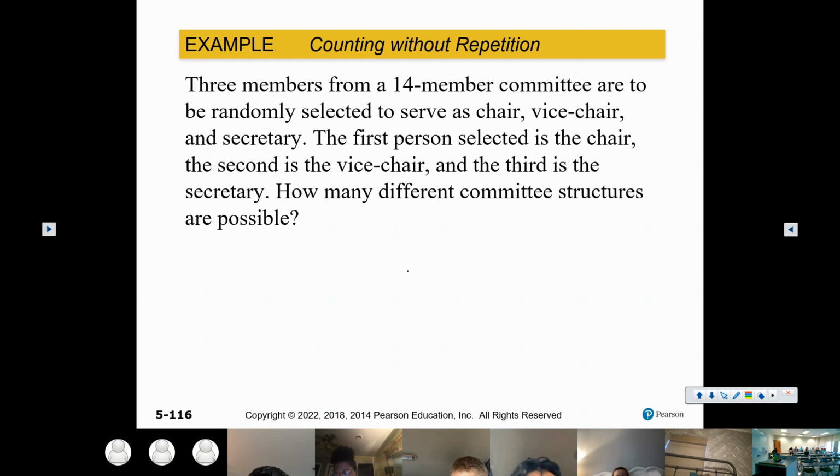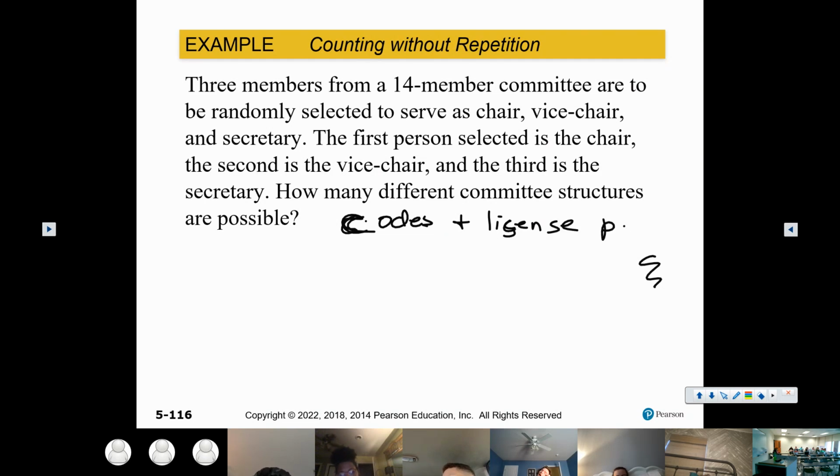So, codes and license plates. It's not working. There we go. Codes and license plates. Is it C-E-N-S-E? License plates. Can y'all see me writing on the board at home? Yes or no? Somebody say something. Yes. Yeah, we can. All right.